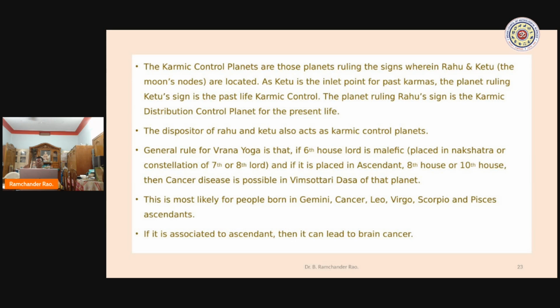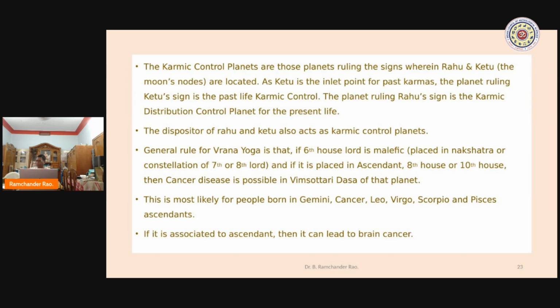These are some findings. This is most likely for people born in Gemini, Cancer, Leo, Virgo, Scorpio, Pisces ascendant. If it is associated with the ascendant, then it can lead to brain cancer. Next.